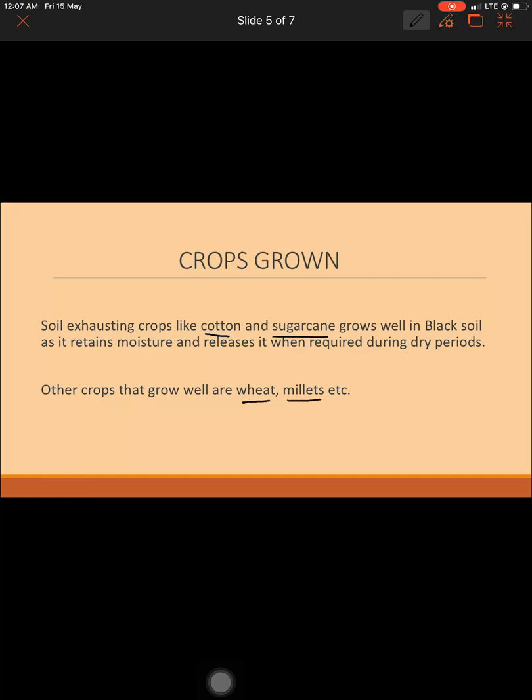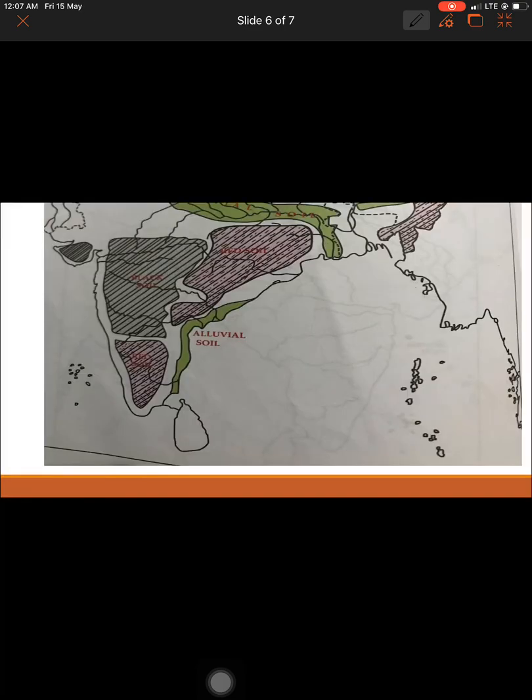There are a few crops mentioned here, wheat, millets. So that is about the crops that grow well in black soil. Now here are your regions, the Deccan Plateau region, the Malwa, this is the Saurashtra. So these are a few areas or regions where you find black soil in India.